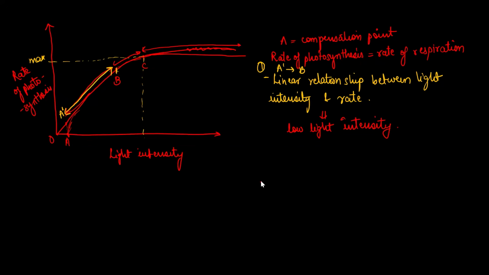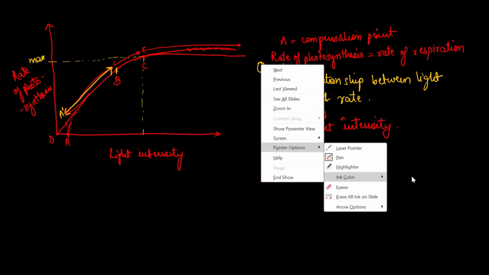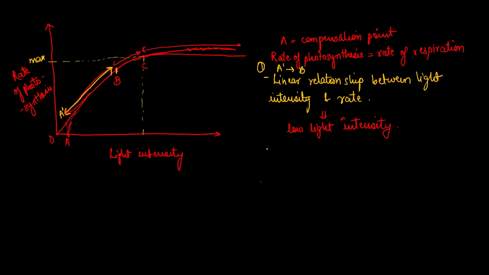Now you have a second condition, which we can see from B dash to C. So here, what happened? A kind of plateau is now attained by the plot. The rate is becoming constant, not only from B dash to C, but onwards also. So they will become constant.